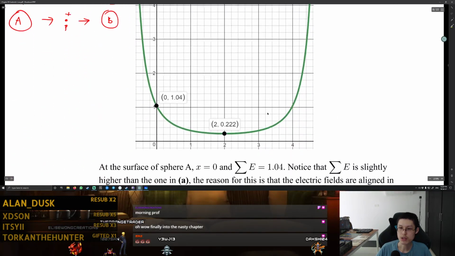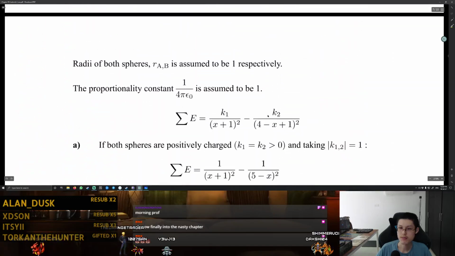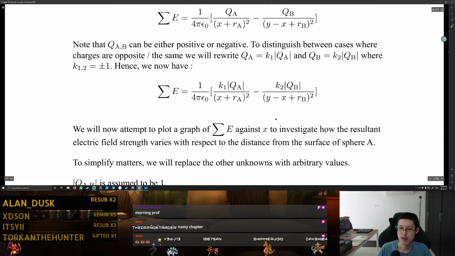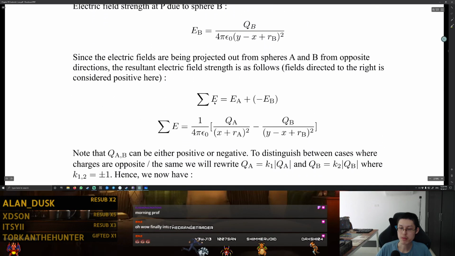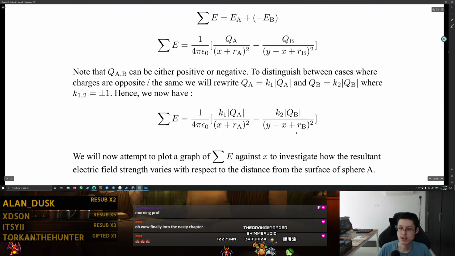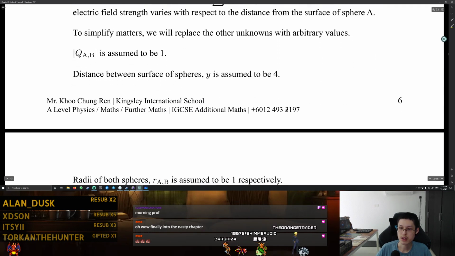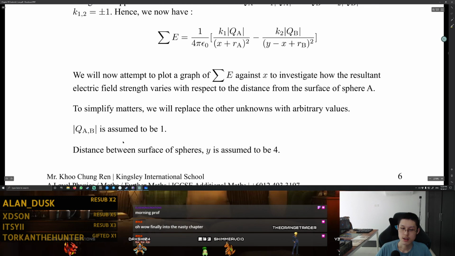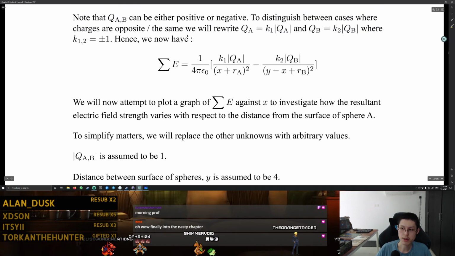Let me show you what this looks like on Desmos. If you add up these two electric field strengths, you will get this thing here. If I simplify it a bit, I'm going to make some assumptions. I'm going to say the charge is 1, so you can get rid of this QA and QB, because if I want to plot something in Desmos, I need to make some assumptions. Otherwise, I have too many unknowns.